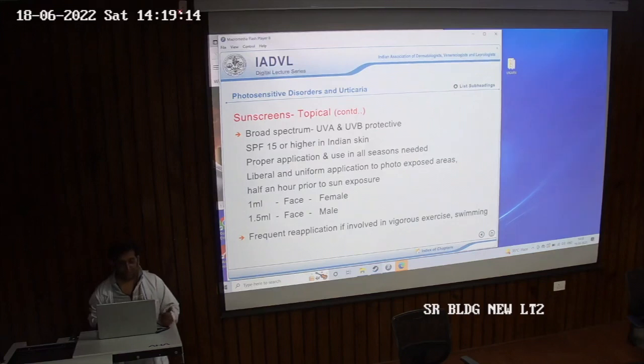Liberal and uniform application to photo-exposed areas is to be done half an hour prior to sun exposure. 1 ml is applied over the face in females and 1.5 ml over the face in males. Frequent reapplication is needed during vigorous exercise or swimming.